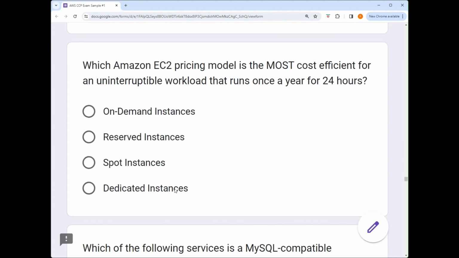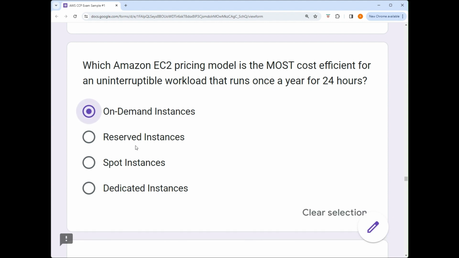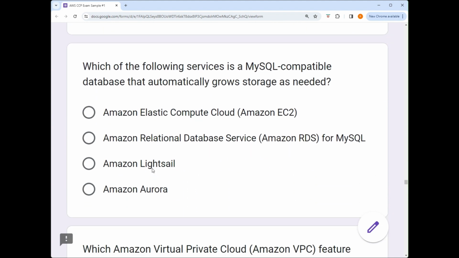Which Amazon EC2 pricing model is the most cost-efficient for an uninterruptible workload that runs once a year for 24 hours? On-demand instances. Reserved instances. Spot instances. Dedicated instances. Correct answer: On-demand instances.